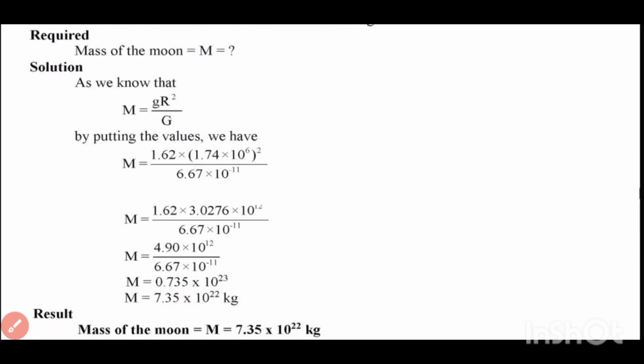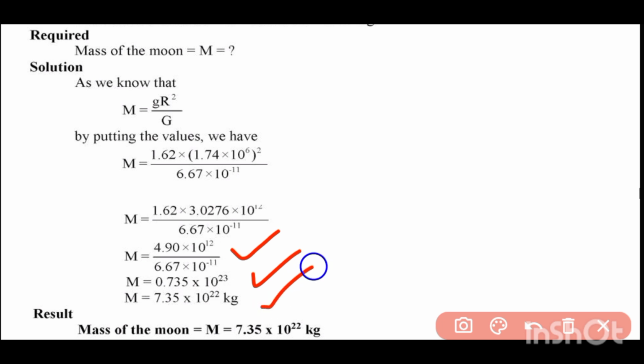M is equal to 4.90 multiplied by 10 raised to power 12 divided by 6.67 multiplied by 10 raised to power minus 11. So minus 11 will be added when it goes on the numerator. So final value of mass will become M is equal to 0.735 multiplied by 10 raised to power 23, and written in standard form we get the value of mass, that is equal to 7.35 multiplied by 10 raised to power 22 kilogram. So result, mass of moon M is equal to 7.35 multiplied by 10 raised to power 22 kilogram.